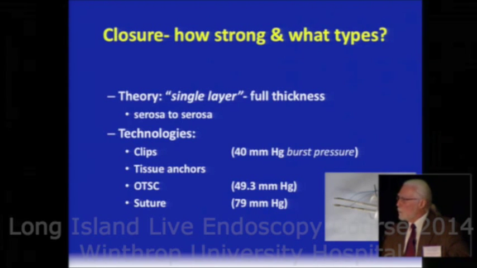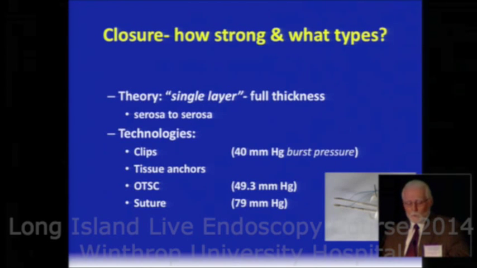The problem, as you see here, is it's a blind puncture with a needle. So you don't necessarily know where that anchor is being deposited. Is it in the left lobe of the liver? Is it in a chunk of small bowel? And that's the reason why we don't see tissue anchors right now as one of our options for closure choices.